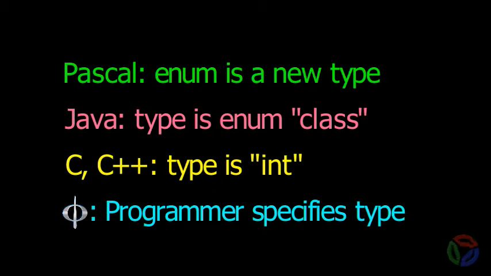Unlike Pascal and Java, an enumeration declaration in phi does not actually create a new type. And unlike C and C++, the type of enumerated symbols is not predefined for you. Rather, in phi, the programmer must specify the type for the symbols being created.